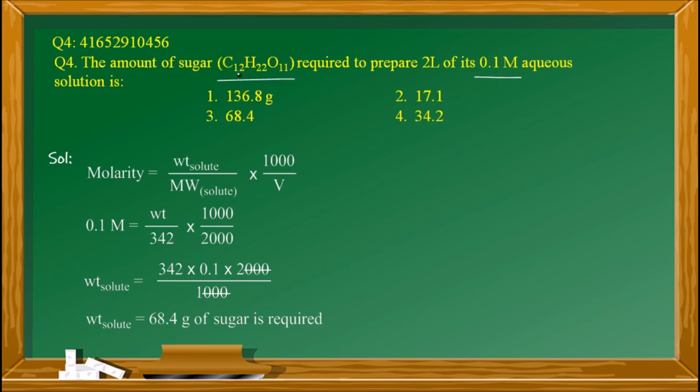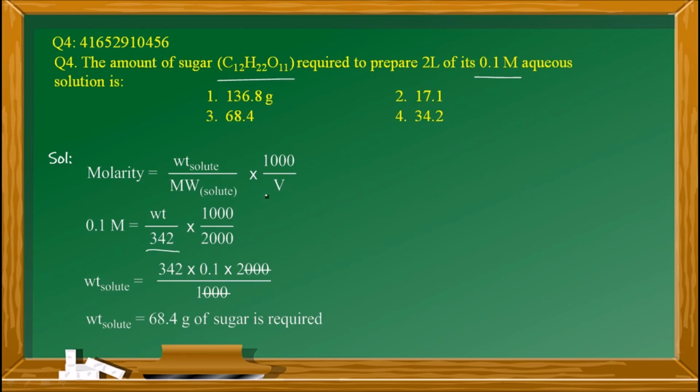How to calculate? The atomic weight of carbon is 12. So 12 carbons, 12 into 12, 144, plus H22. The atomic weight of hydrogen is 1, so 22, plus O11. The atomic weight of oxygen is 16, 16 into 11 is 176. If you add all these, you will get 342. So weight by molecular weight into 1000 by V.